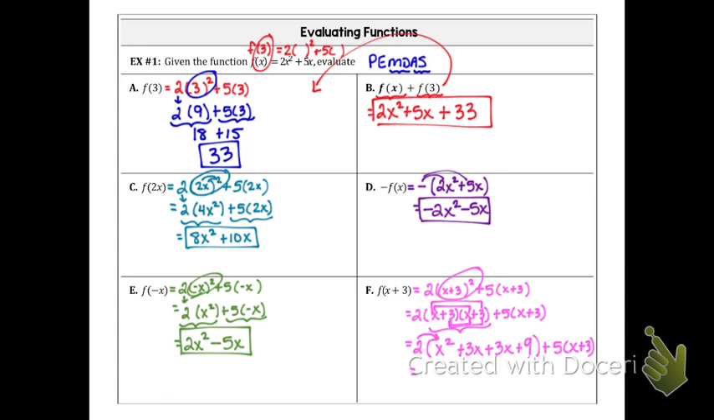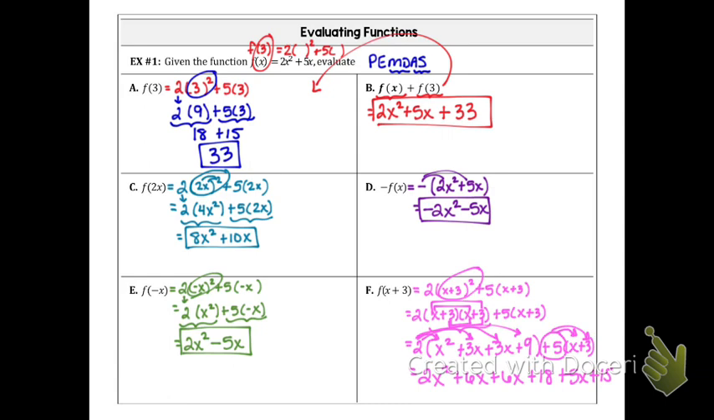So 2 times x squared is 2x squared. 2 times 3x is 6x. 2 times 3x is 6x. And 2 times 9 is 18. And then I'm going to distribute that positive 5. 5 times x is positive 5x. And 5 times 3 is positive 15.